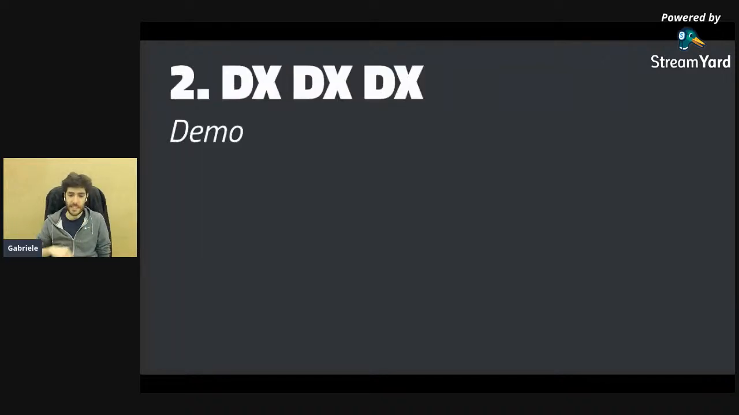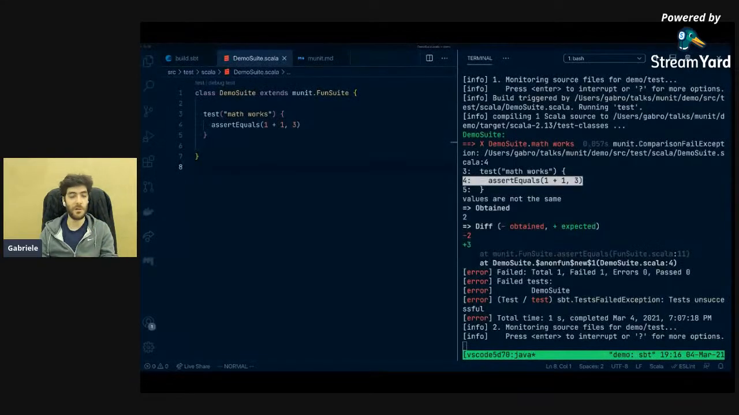So about the DX, the developer experience, I would like to go back to my slides and show you a little bit of a demo of a few things that are really nice in MUnit. So let's go back to this example here. You can see that there are quite a few things going on here. Let's analyze them, because, as I said, those are little tiny things that may look obvious, but they're not.